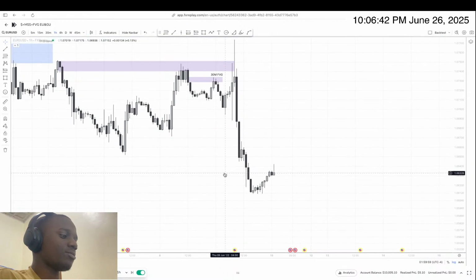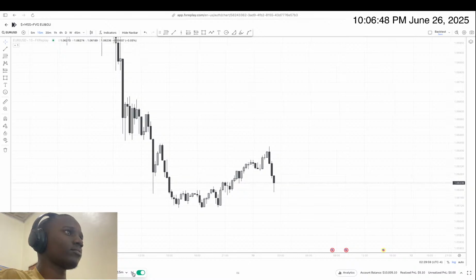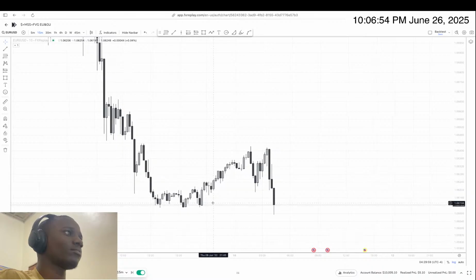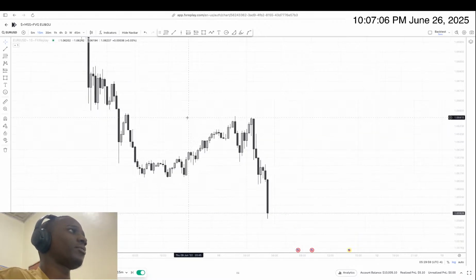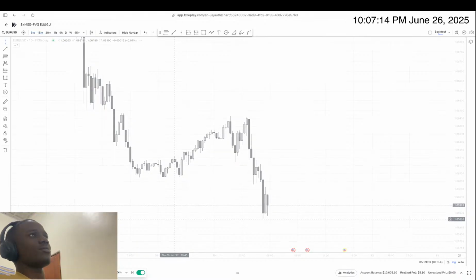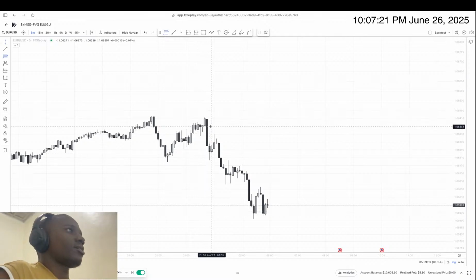So let's see what happens during London. Okay, we take out the lows, and I think it's already London session. And we continue to drop. We didn't get any clear sweep or retracement. I'd like to trade just off of the 15-minute, because it's more clear and has less noise. Yeah, I want to reduce the noise.